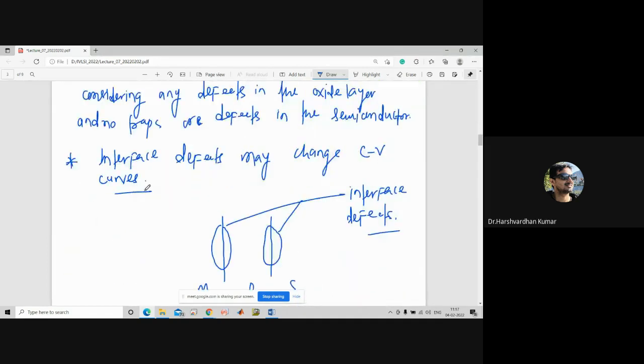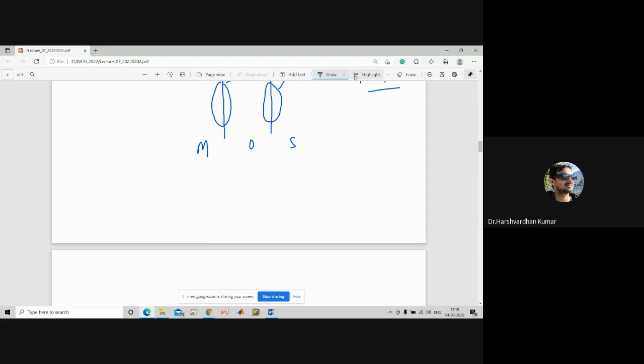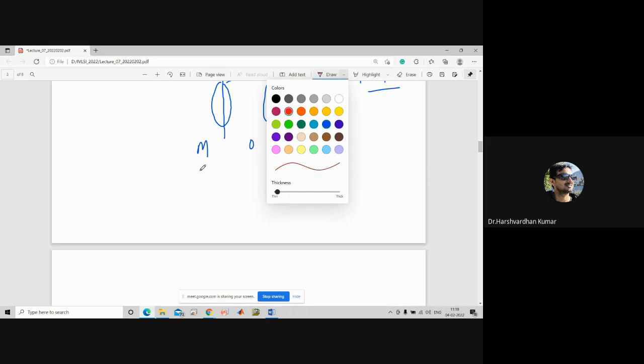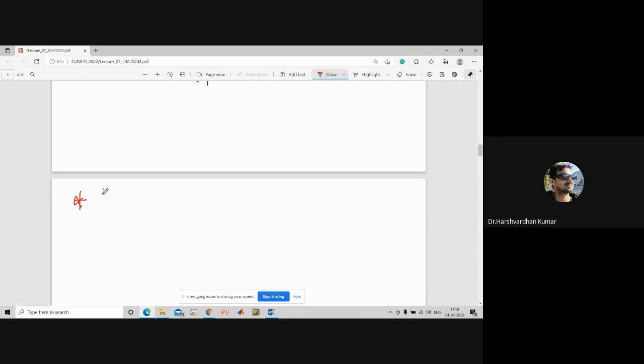Now we will move to another topic, that is MOS device characteristics. Let us focus on the MOS device characteristics, so that we can also solve numericals based on this topic. So let us discuss MOS transistor, or you can say MOSFET, capacitances. Based on the above topic, we will see here.